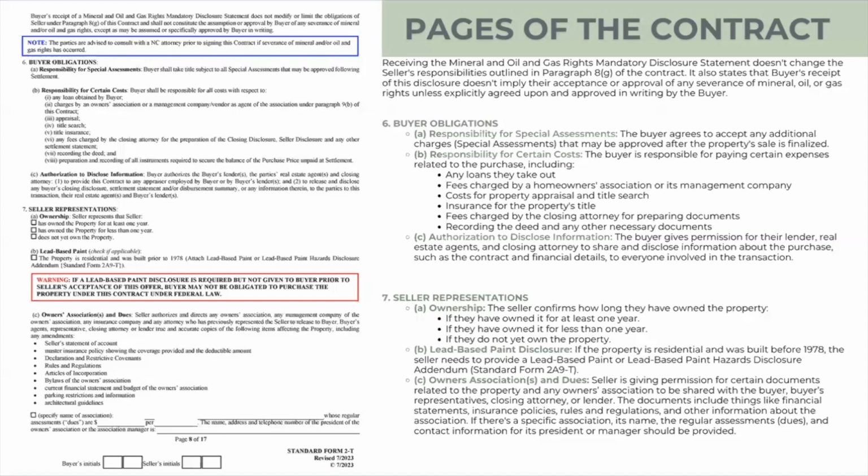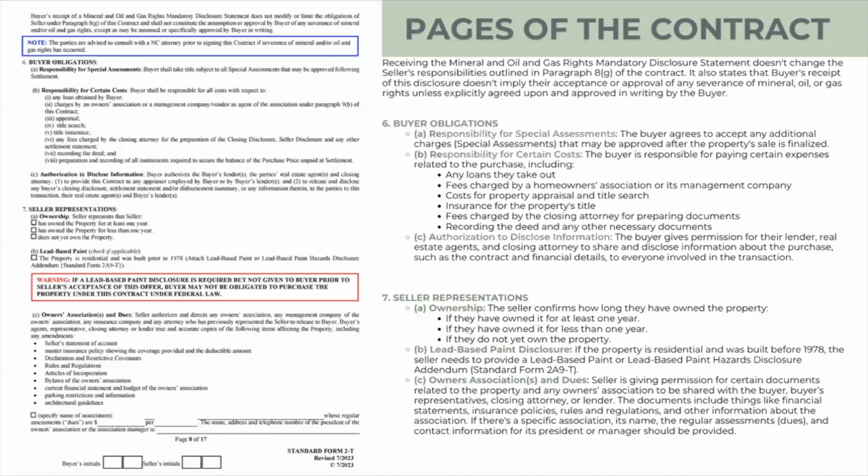And C, authorization to disclose information. The buyer gives permission for their lender, real estate agents, and closing attorney to share and disclose information about the purchase, such as the contract and financial details, to everybody involved in this transaction.